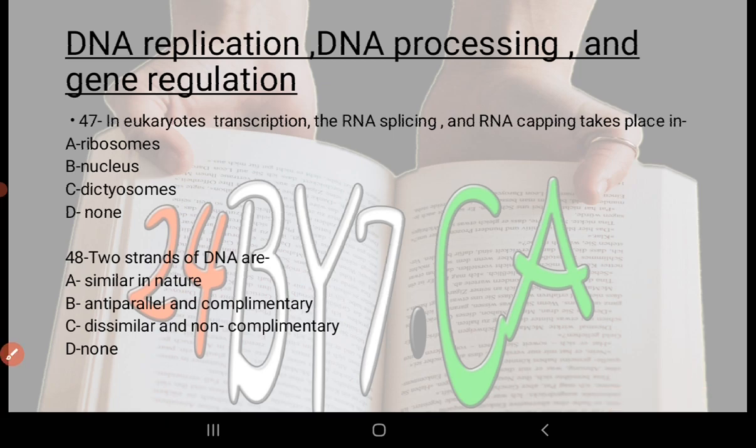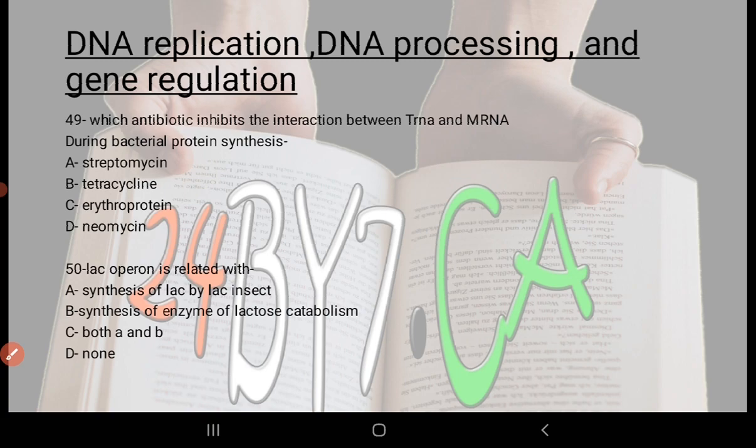Next question. Which antibiotic inhibits the interaction between tRNA and mRNA during bacterial protein synthesis? Option A will be streptomycin, option B tetracycline, option C erythromycin, or option D neomycin. So the right answer is option D, neomycin. Neomycin is the antibiotic that inhibits the interaction between tRNA and mRNA.